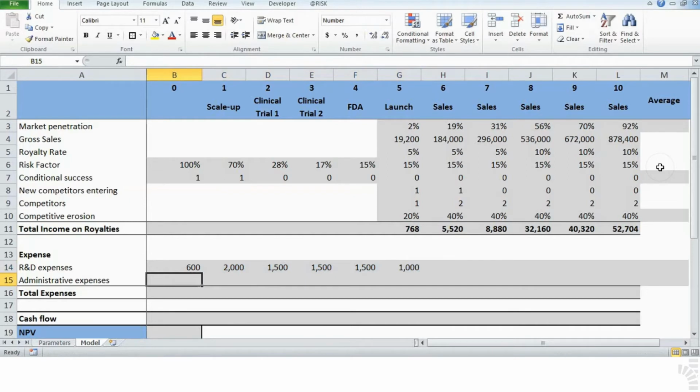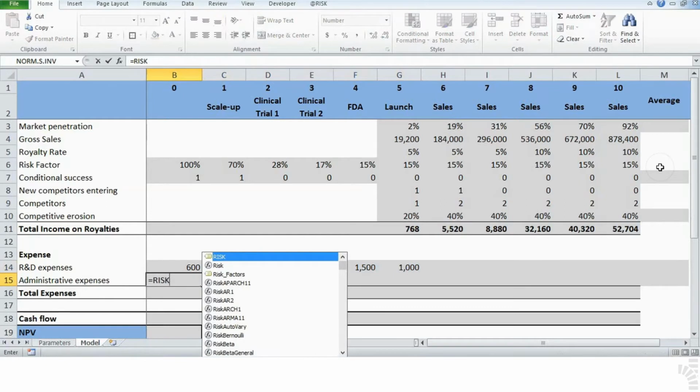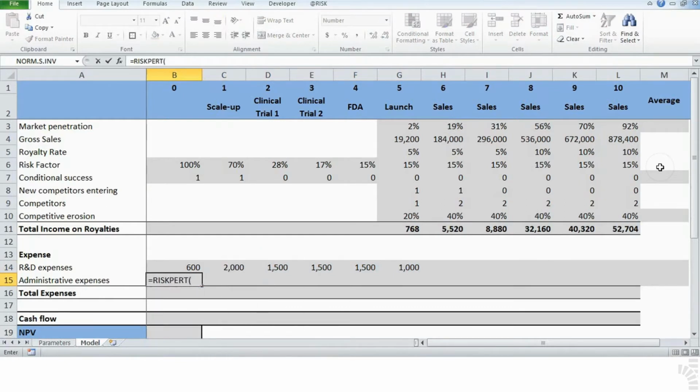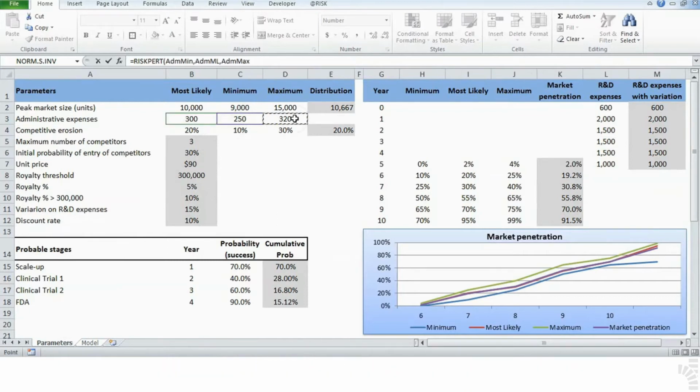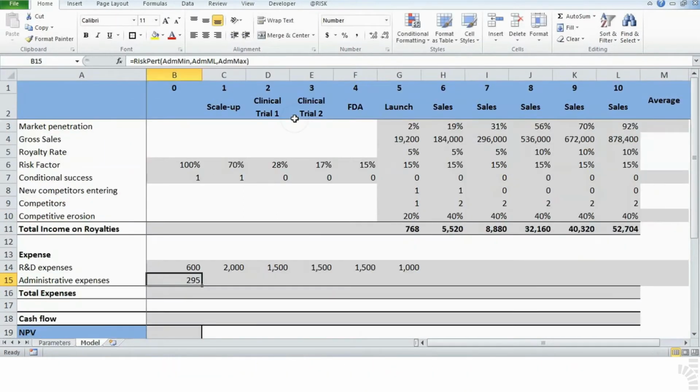59. On cell B15, write the following PERT function, making reference to its 3 respective parameters on the Parameters tab, cells B3, C3, and D3: equals RiskPert(Parameters ADM-min, ADM-ML, ADM-max). 60. Copy and paste this cell to the remaining range B15:L15 to complete the administrative expenses.